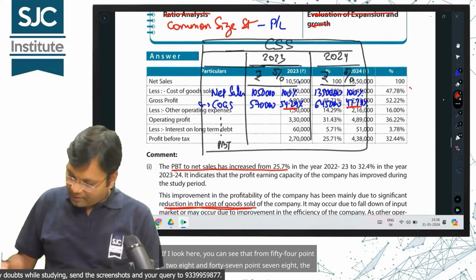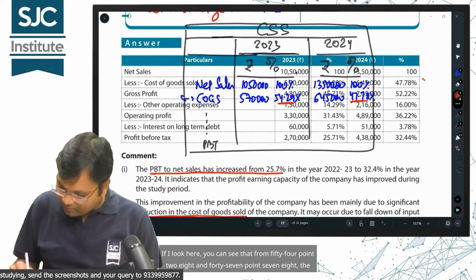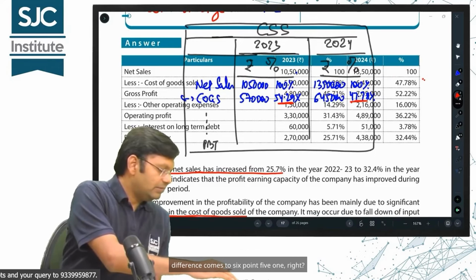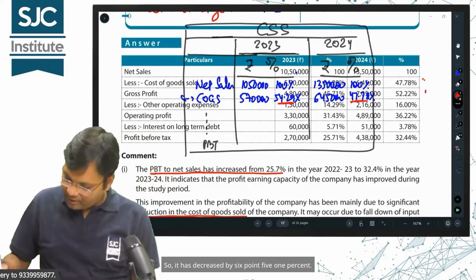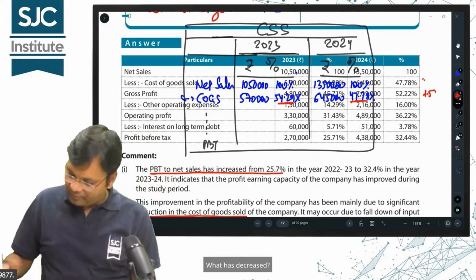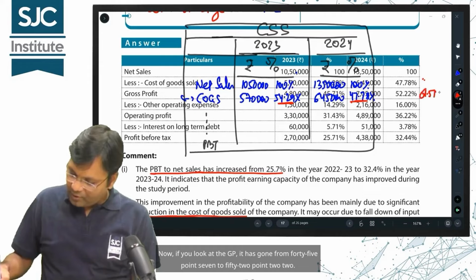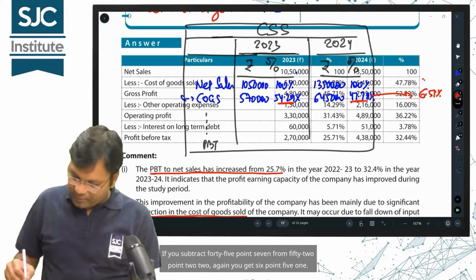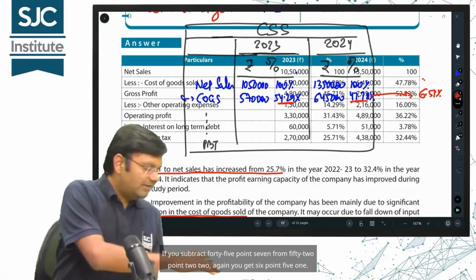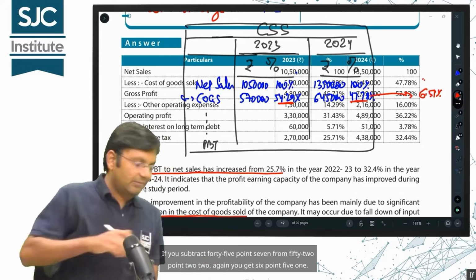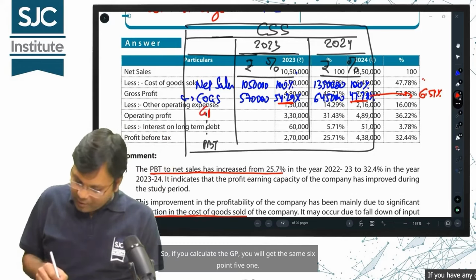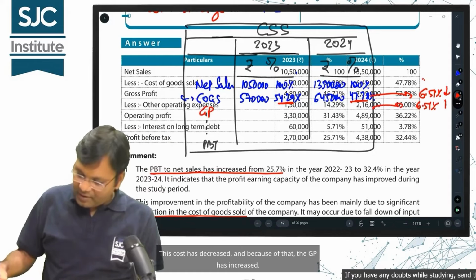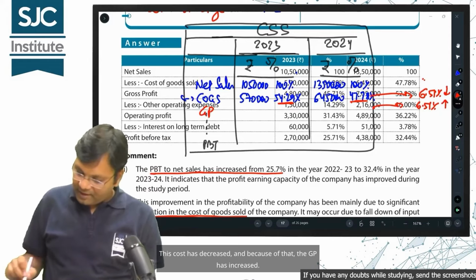If I look here, you can see that from 54.28 and 47.78, the difference comes to 6.51, right? So, it has decreased by 6.51%. What has decreased? COGS. Now, if you look at the GP, it has gone from 45.7 to 52.22. If you subtract 45.7 from 52.22, again you get 6.51. So, if you calculate the GP, you will get the same 6.51. This cost has decreased and because of that, the GP has increased.